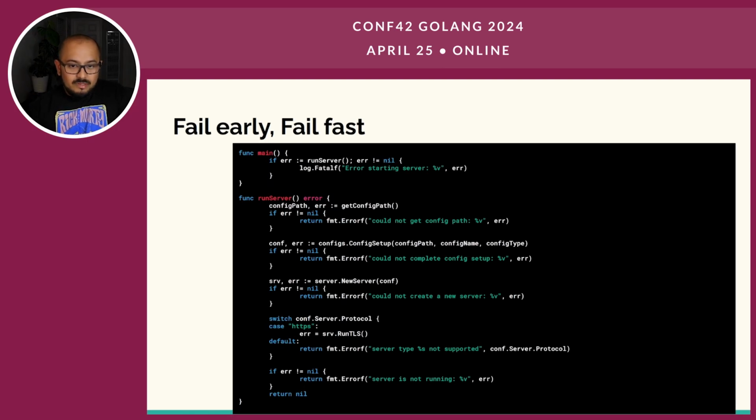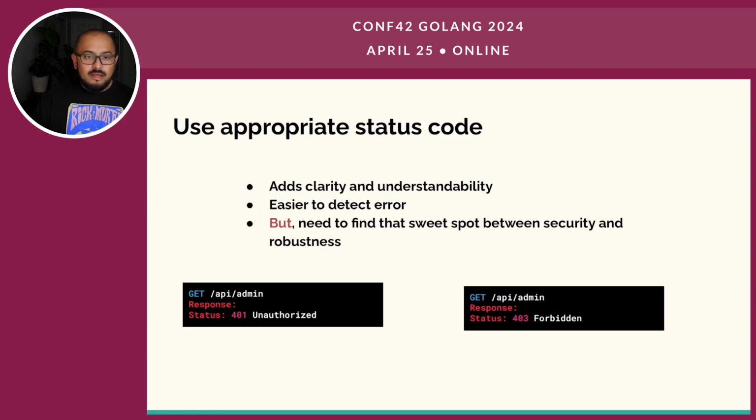So here's an example. Since our server is dependent on configuration, like protocol or TLS, from the config file, we first check whether the config file is present. If it's not, we just fail, immediately return the error and fail. So this is a good example of fail fast and fail early. Let's look at the next slide.